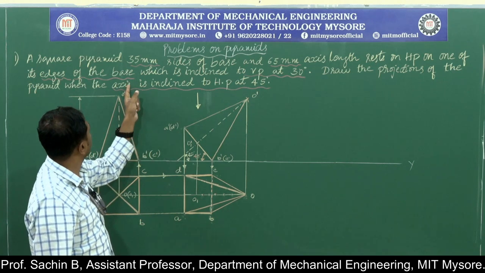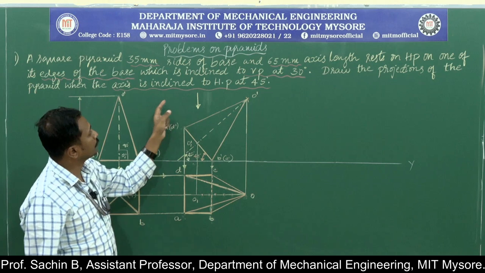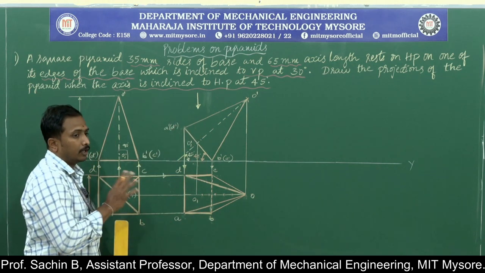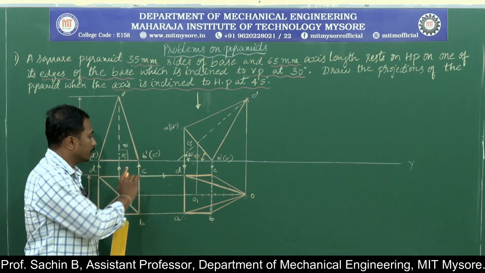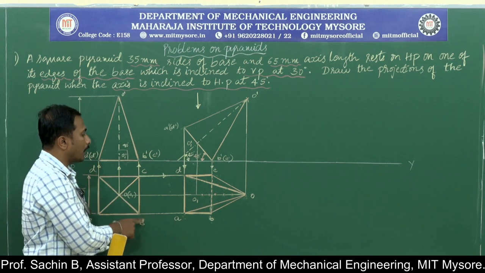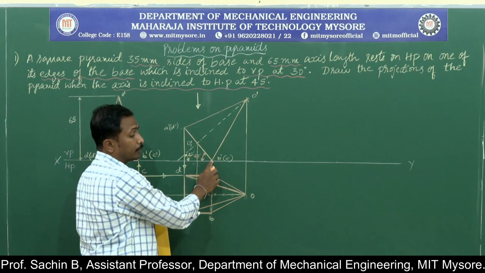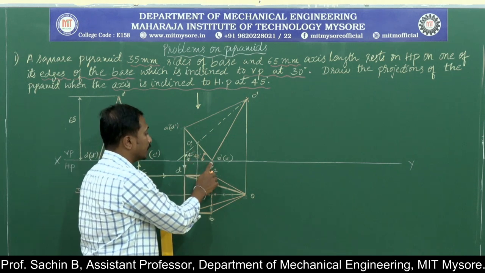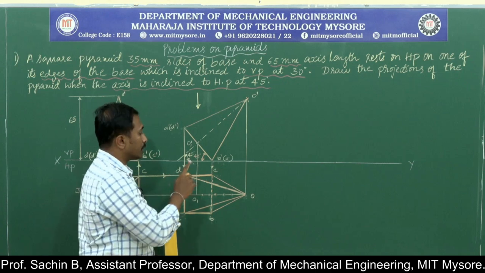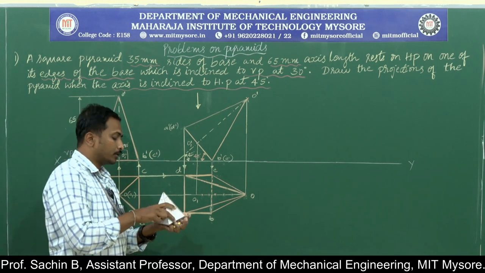What they are clearly saying here is, the resting edge is inclined to VP at 30 degree. Just in the first position, we are not going to decide which is the resting edge, whether it will be AB, AD or BC. When it comes to the second position, there is a clear indication that B to C will be the resting edge, because you can clearly see that B to C will be resting on the horizontal plane.